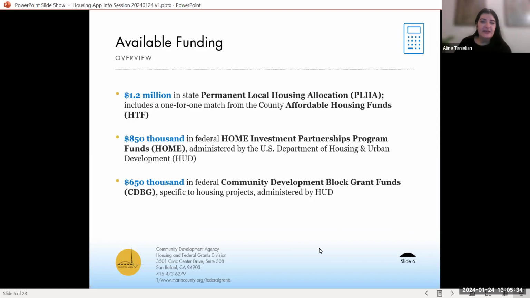Okay, so jumping into the available funding and what we're talking about today, this NOFA is for approximately $2.7 million in total, and that includes $1.2 million in state permanent local housing allocation, and that 1.2 includes a 1-for-1 match from the county's Affordable Housing Fund. There's also several pots of funding from HUD, the U.S. Department of Housing and Urban Development. First is the HOME program, the Home Investment Partnerships program, with about $850,000 and $650,000 in Community Development Block Grants, or CDBG.